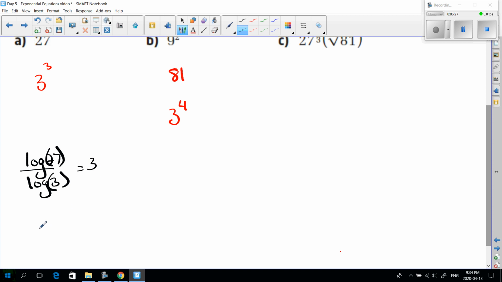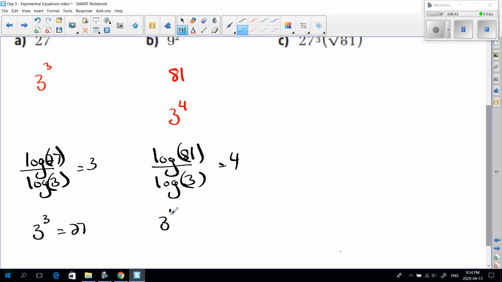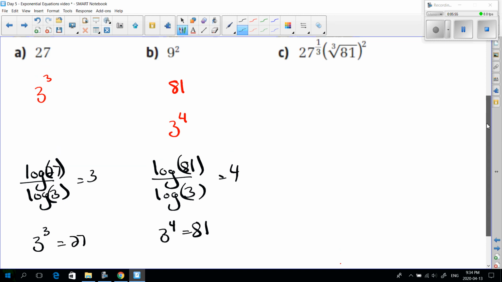It gives me an answer of 3. That means 3 raised to the power of 3 equals 27. Here I could go the log of 81 is what I have, divided by the log of 3. That equals 4. That means 3 raised to the power of 4 equals 81. Again, you could use natural logarithms instead of common logarithms. Don't have to show this, all right? Pretty simple questions.